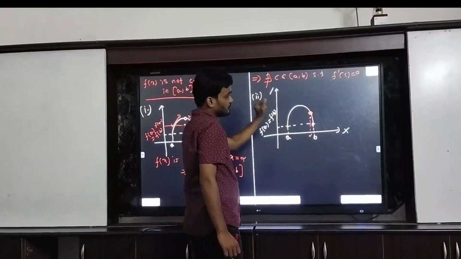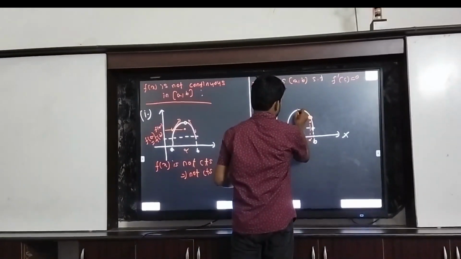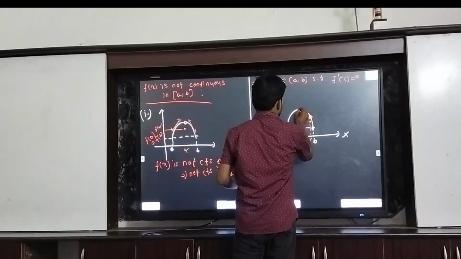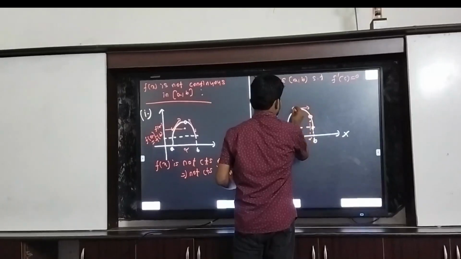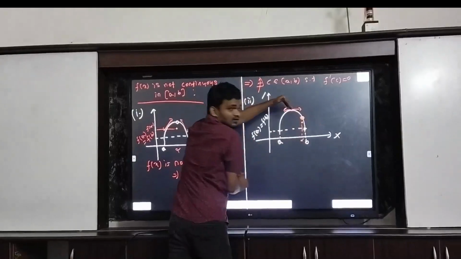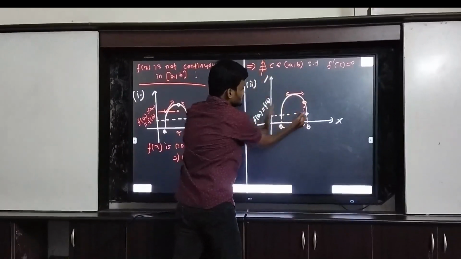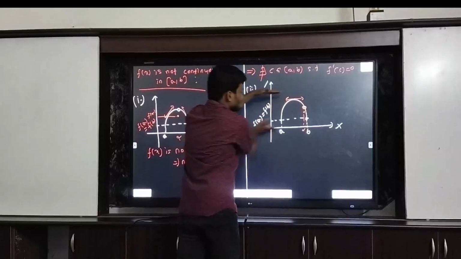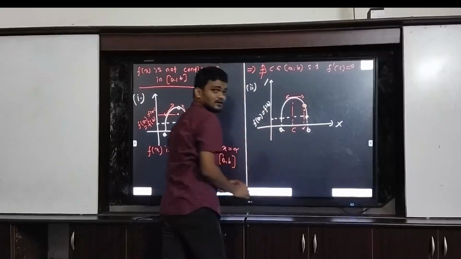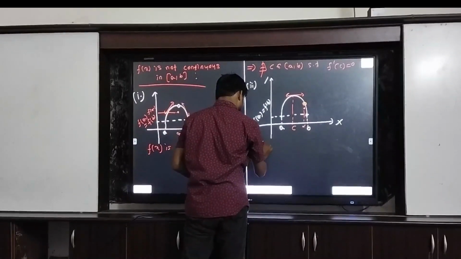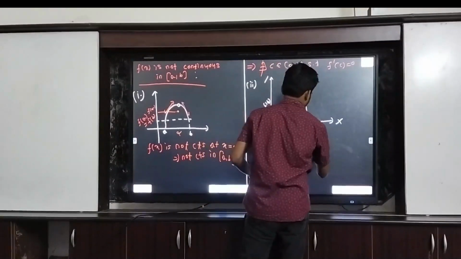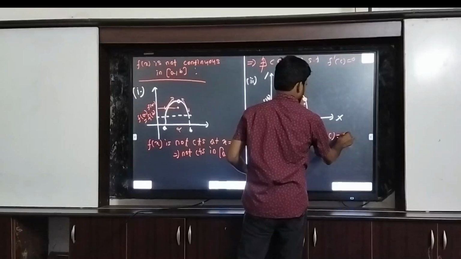But clearly, if we plot a tangent at this point, this tangent is parallel to the x-axis. This tangent is parallel to the x-axis. What happened here? The function is not continuous in the interval, but there exists a tangent which is parallel to the x-axis. The corresponding point is C, which lies in the open interval AB. So there exists C belonging to the open interval AB such that f dash C is equal to 0.